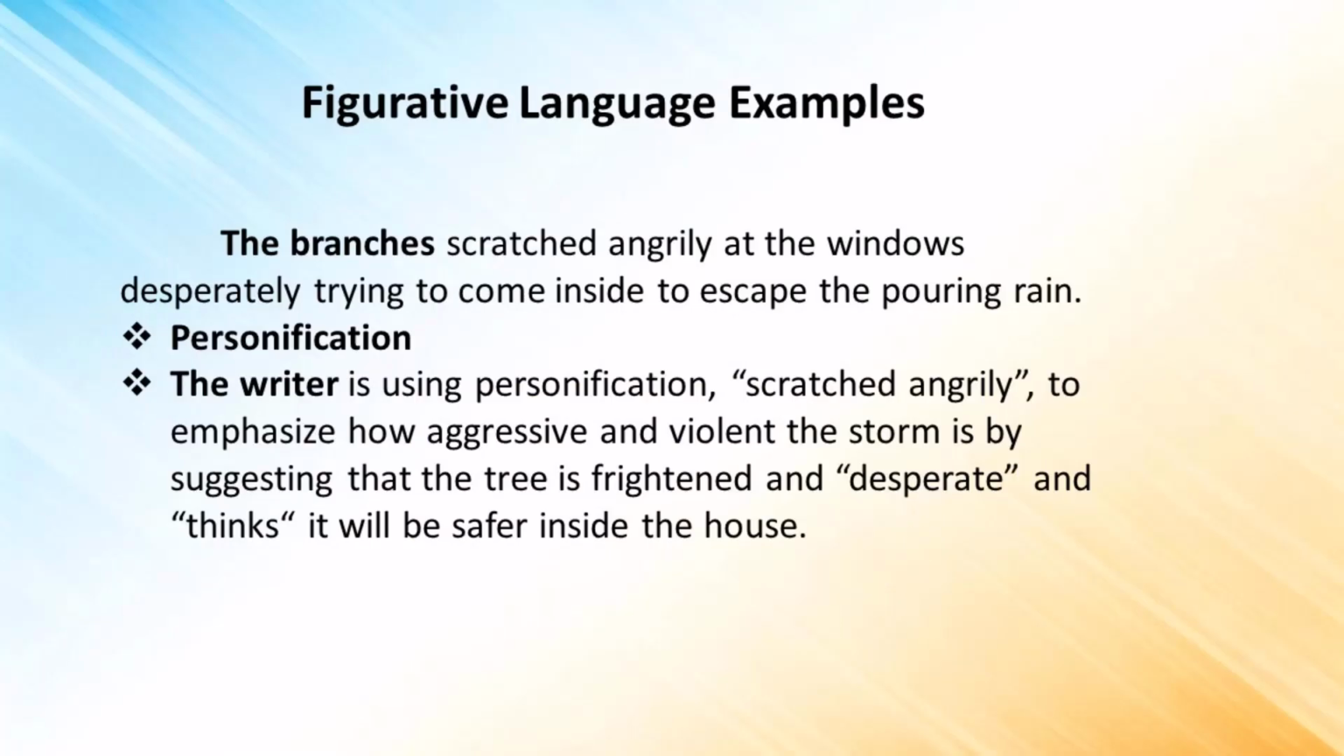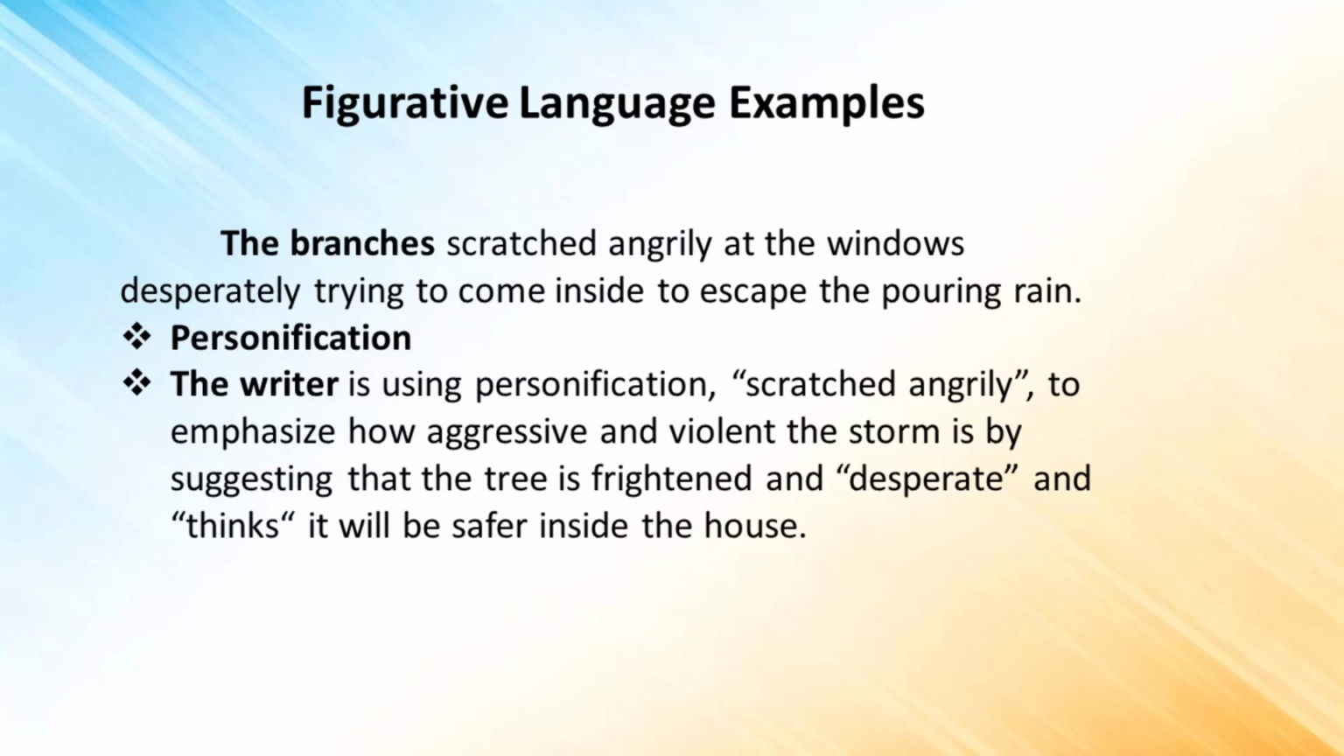Now let's attempt a question of how writers achieve effect. That is a figurative language example. The example is: the branches scratched angrily at the windows, desperately trying to come inside to escape the pouring rain. So it is figurative language, and as you have understood, it's personification. So the question might be: what is the effect that the writer is going to create here?